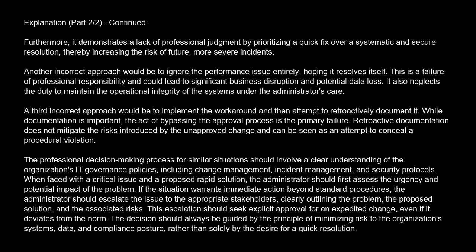A third incorrect approach would be to implement the workaround and then attempt to retroactively document it. While documentation is important, the act of bypassing the approval process is the primary failure. Retroactive documentation does not mitigate the risks introduced by the unapproved change and can be seen as an attempt to conceal a procedural violation.